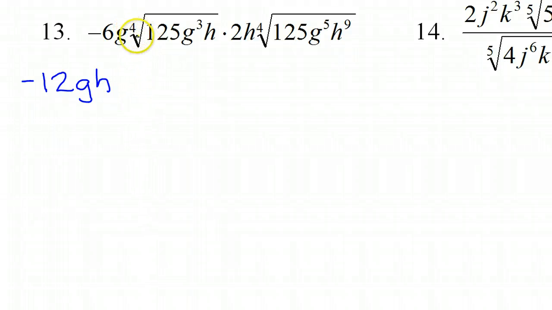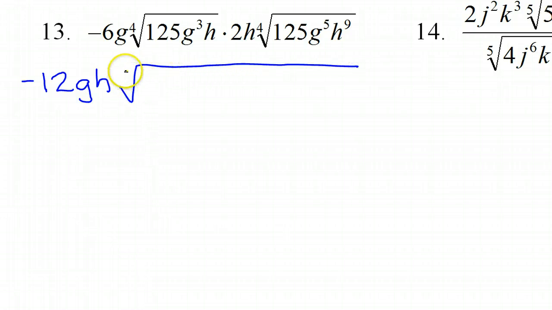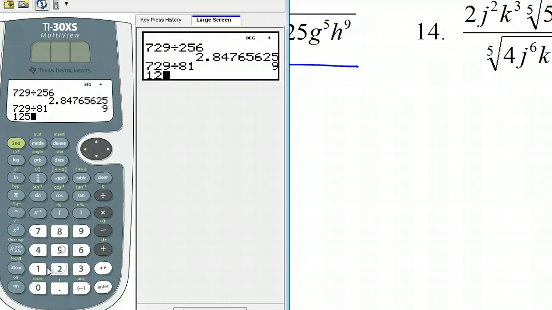Now we get to the radical part. So they both have fourth root. So I can go ahead and put this together. Fourth root. Okay, fine. 125 times 125. Let's check it out. That is 15,625.